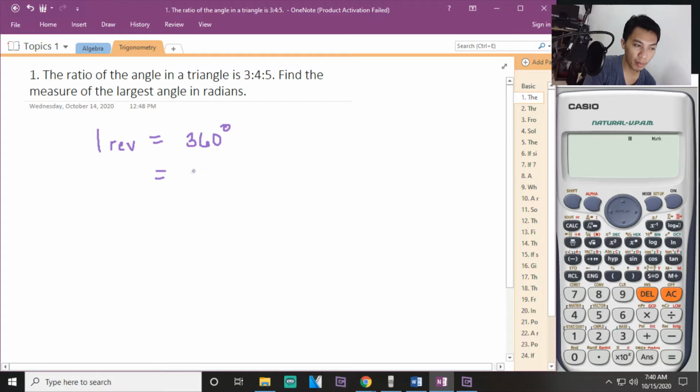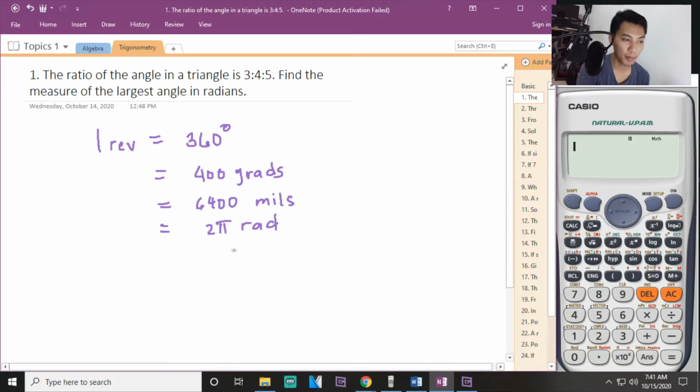Or equal siya kapag naman pag gradients, grads, that is 400 grads, equal yan sa 360 degrees. Kapag naman mils, 6,400 mils, or 2 pi radian. Meron pa ba tayo nakalimutan? So, this is the most basic na conversion ng inyong angles. Now, in order to solve this problem, kailangan alam natin yung properties ng triangle.